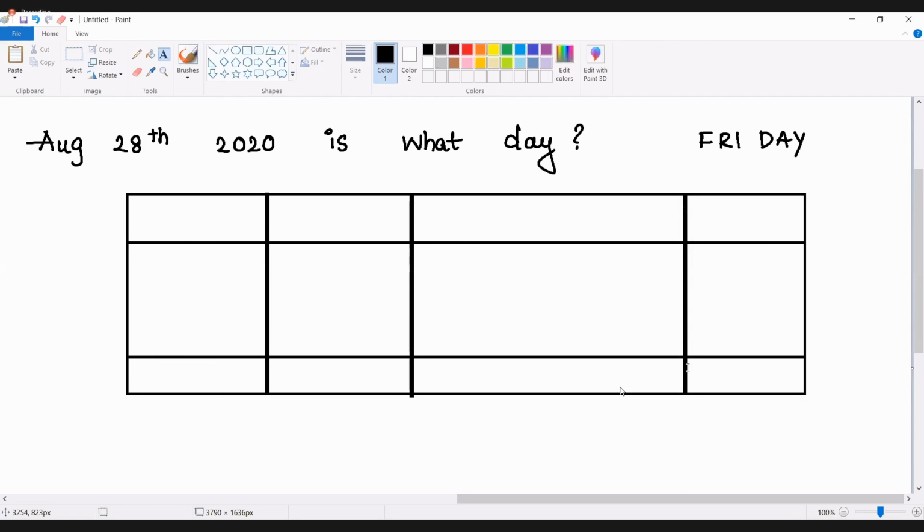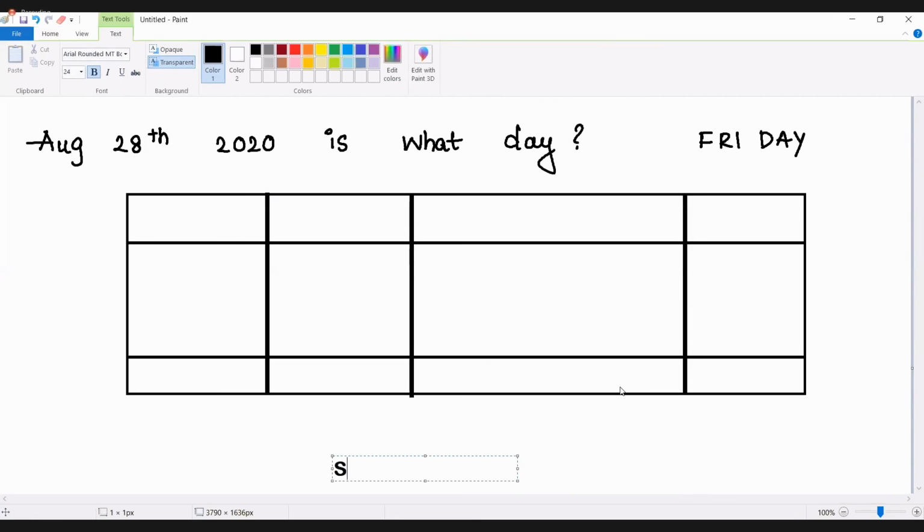And after getting the number of odd days, connect with the day scale: Sunday, Monday, Tuesday, Wednesday, Thursday, Friday, Saturday. Connecting with the day scale means Sunday is 0, Monday is 1, Tuesday is 2, Wednesday is 3, and so on up to 6. So you can connect accordingly as per the given question.